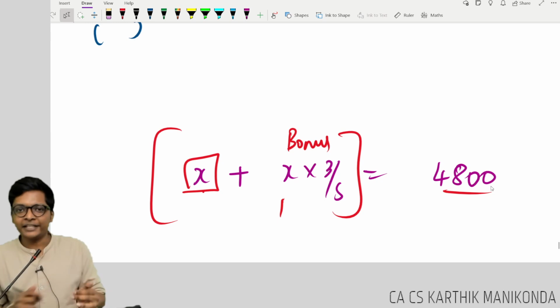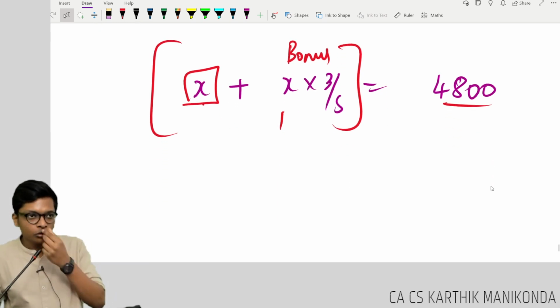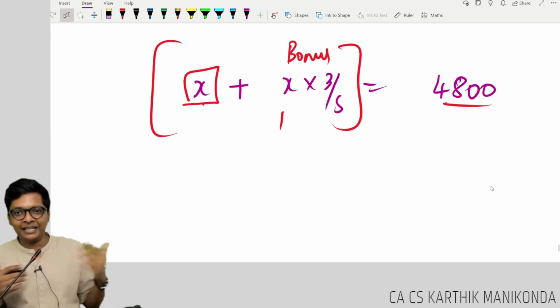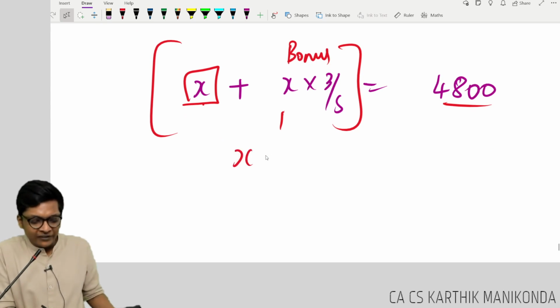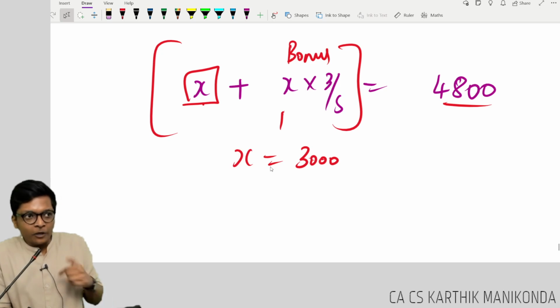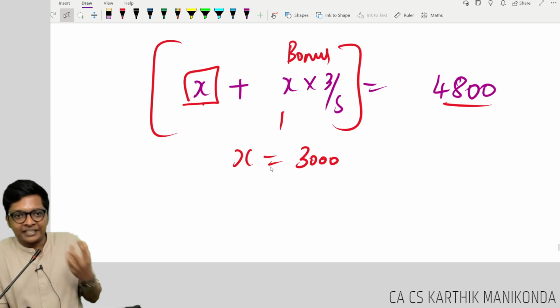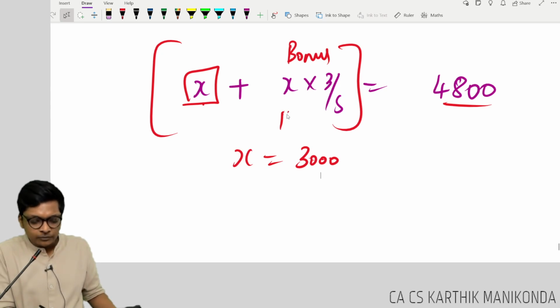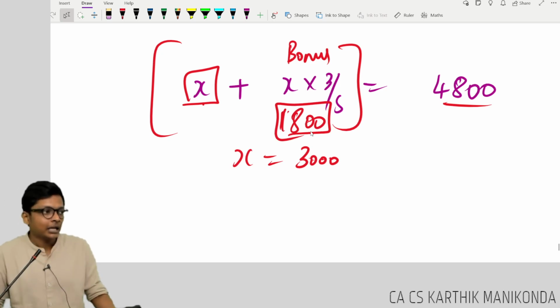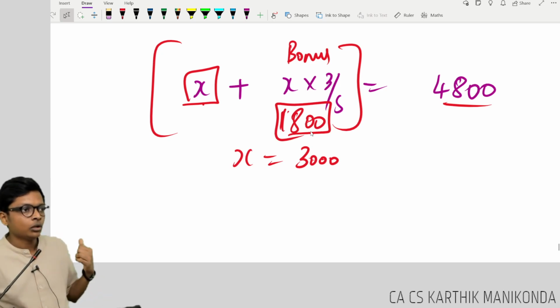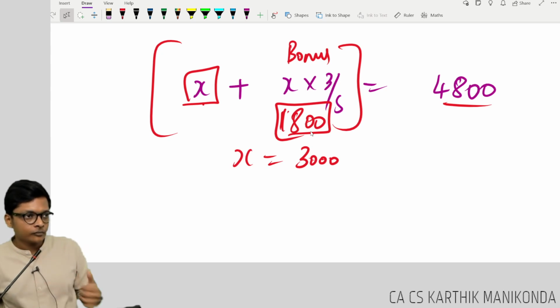Solve for X, ratio. Everybody is aware, guys. Cross multiply, left hand side, right hand side. You play around with it. You will find X as 3000. Therefore, before bonus, the share capital of subsidiary was 3000. Bonus is 1800. Are you following, guys? Everybody got this? Clear, Rahul?